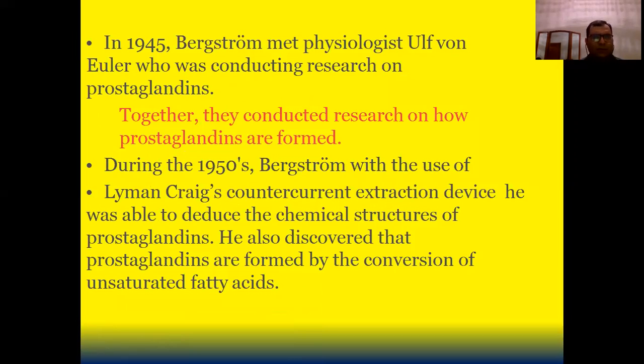In 1945, Bergstrom met physiologist Wolfgang Euler, who was conducting research on prostaglandin. Together, they conducted research on how prostaglandins are formed. During the 1950s, Bergstrom, with the use of Lyman Craig's countercurrent extraction device, was able to deduce the chemical structure of prostaglandin. He discovered that prostaglandins are formed by the conversion of unsaturated fatty acid.